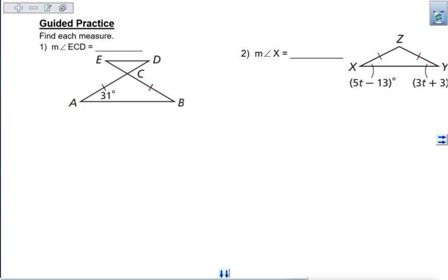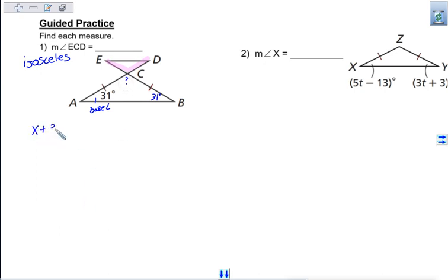Now we're looking at the guided practice for isosceles and equilateral triangles. First one, we're looking for the measure of angle ECD, and we have an isosceles triangle on the bottom, and we have a base angle. Since this is a base angle, we know that the other base angle is the same. It's also 31 degrees, and we can look for the missing angle in that triangle.